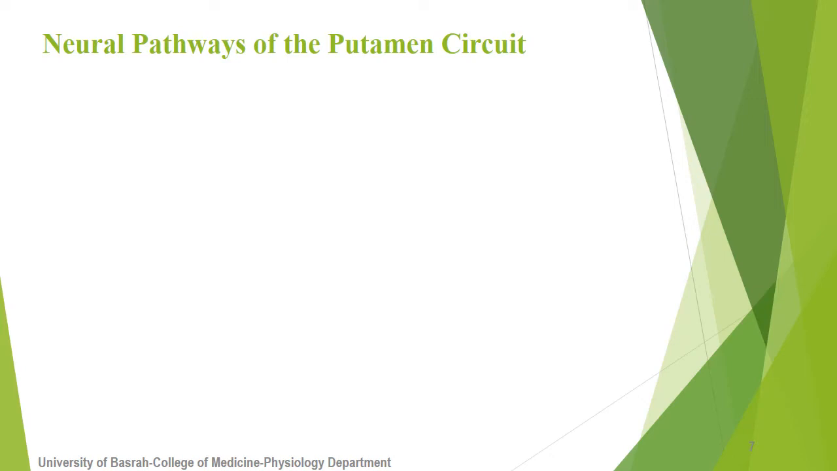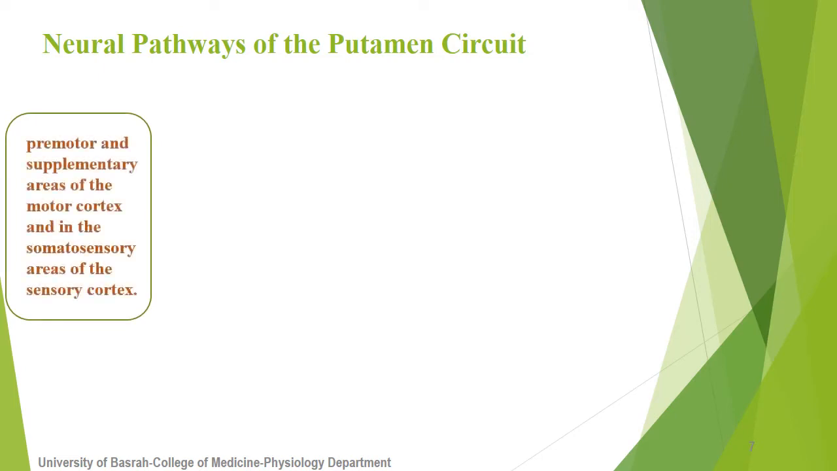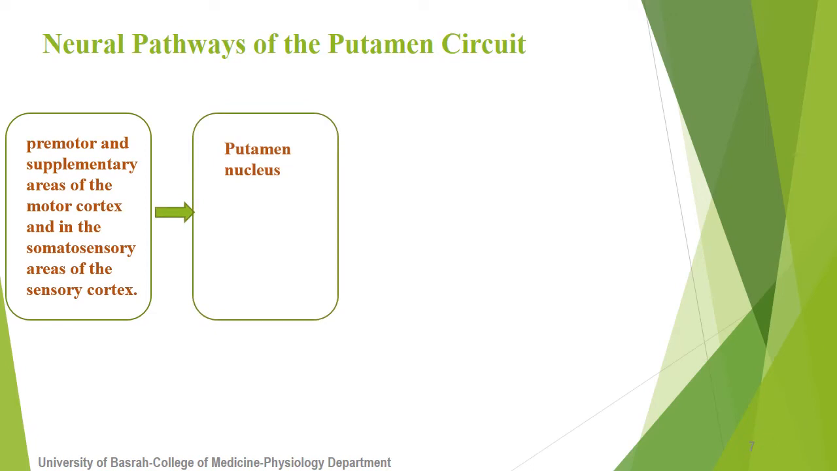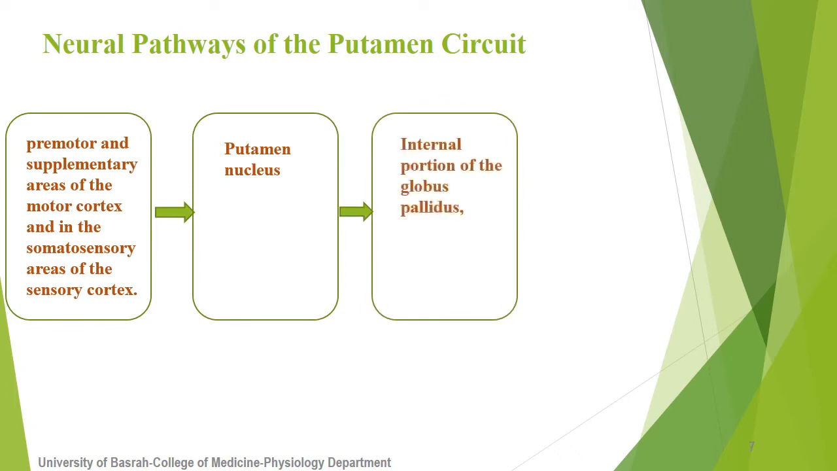This circuit started from the motor cortex, mainly from the premotor and supplementary area, and also from the somatosensory area. The signals project from the cortex to pass to the basal ganglia, specifically to the putamen nucleus. This is the first connection. Then the circuit continued to pass to another nucleus within the basal ganglia, which is the globus pallidus, especially in the internal portion of the globus pallidus.